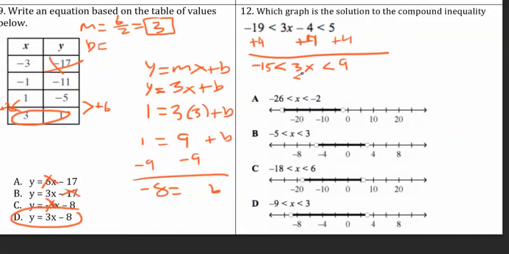Now I can divide everything by 3. And I end up with negative 15 divided by 3 is negative 5. It's less than x. It is less than 9 divided by 3 is 3. So which one of these matches? Well, looks like there's only one. B.